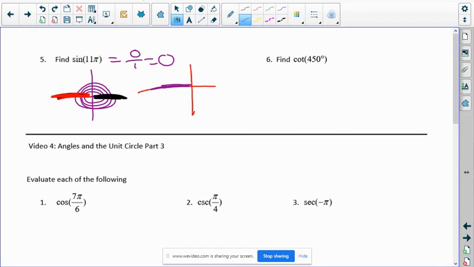Now with the cotangent of 450, we have to realize where this is at. This is in degrees. This is 360 plus 90, which makes this angle up at the axis. So really this is 0 as it goes 1 to 1. Cotangent is the adjacent over the opposite. The adjacent is 0. The opposite is 1. So it's 0 over 1, which is a cotangent of 0.